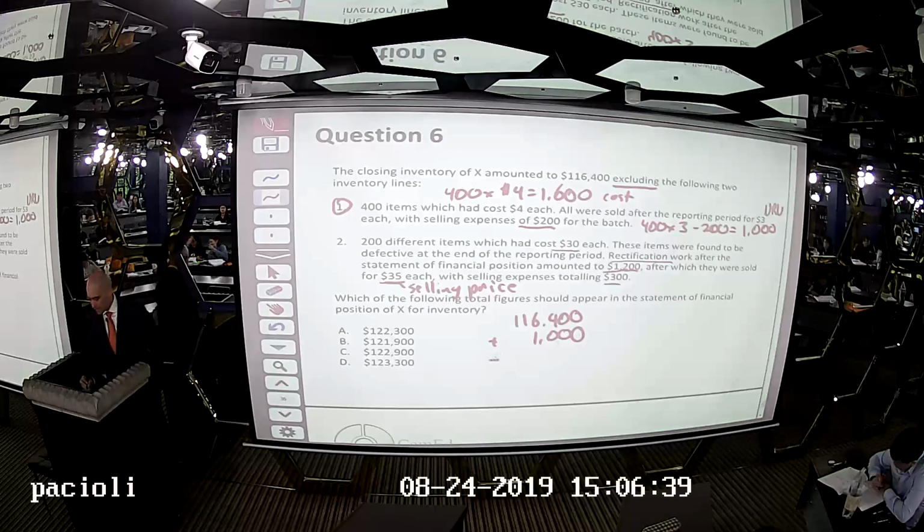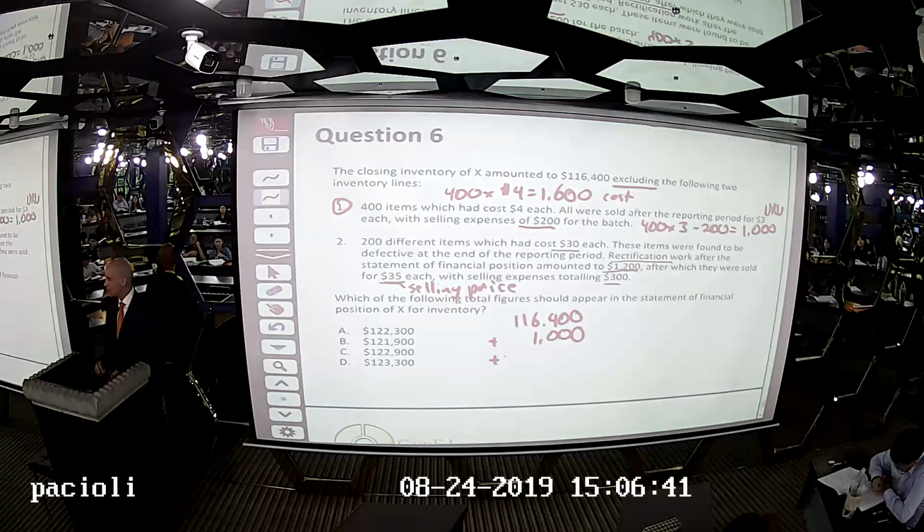So what should we add here? Should we add the cost or the net realizable value? We have to find which one is smaller. So you need to find the cost, you need to find the net realizable value. Which one is smaller, you'll add. And to find the answer to this question.